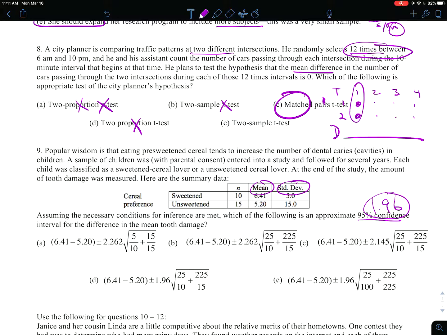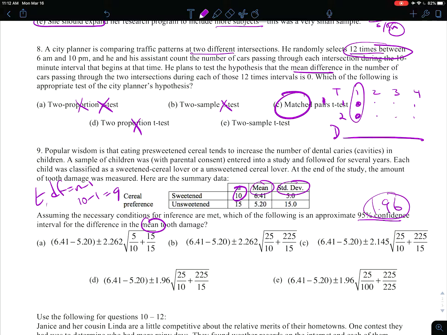We want the t for the appropriate degrees of freedom in this problem, because we're talking means. This is mean tooth damage. So t with degrees of freedom equal to the more conservative n minus 1 in this case. So we're going to go with 9 degrees of freedom in this case, the more conservative of the two.